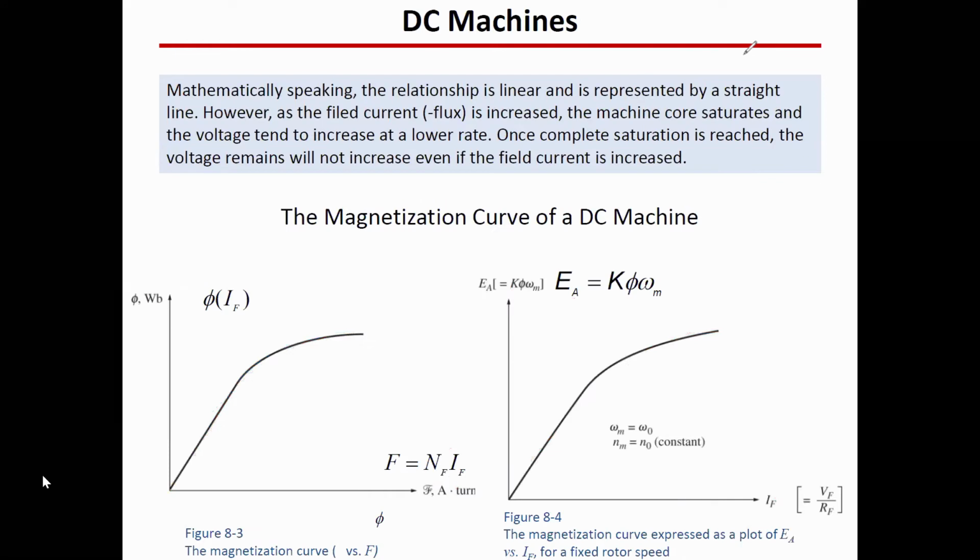Doctor, the load in the generator will be in the terminal. Yes, that's correct.